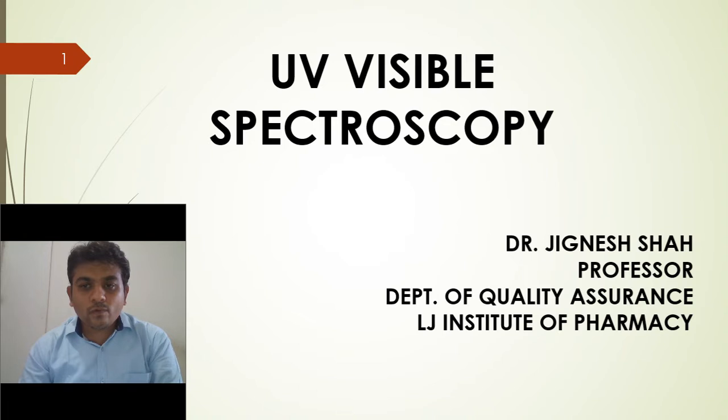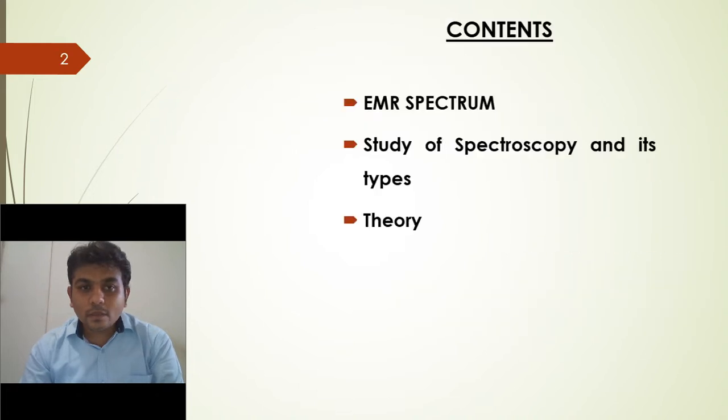We will move forward towards our next content, that is the EMR spectrum. Which are the different types of radiations that are involved with EMR spectrum? What are the different types of spectroscopy and how the mechanism of spectroscopy takes place, or what is the theory behind spectroscopy? So dear students, these are the contents of today's class, that is EMR spectrum, study of spectroscopy as well as its types and theory.